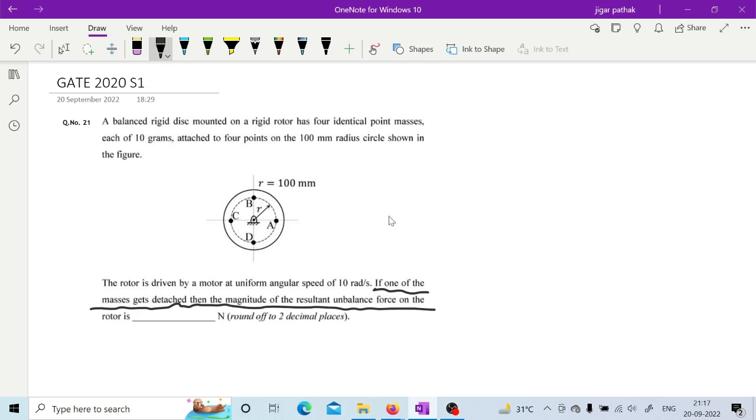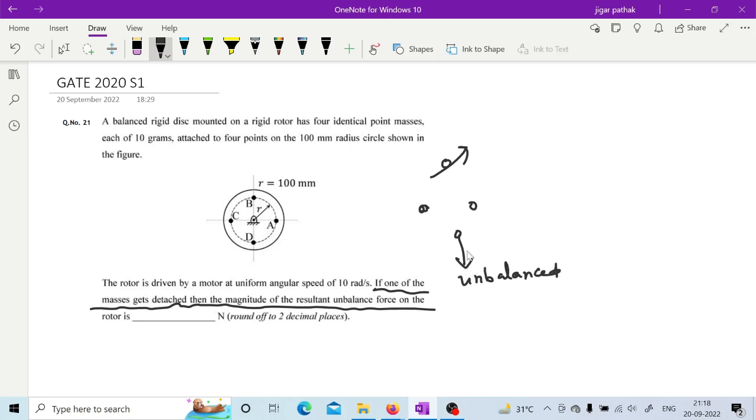So if one of them is going to be detached, see, there are four masses, right? So if one of them is going to get detached, then this will be the unbalanced one, because the other two will still balance each other, right? Are you getting me? If one is detached, the other two still balance each other. This one is going to be unbalanced. Are you getting me? Yes, sir.